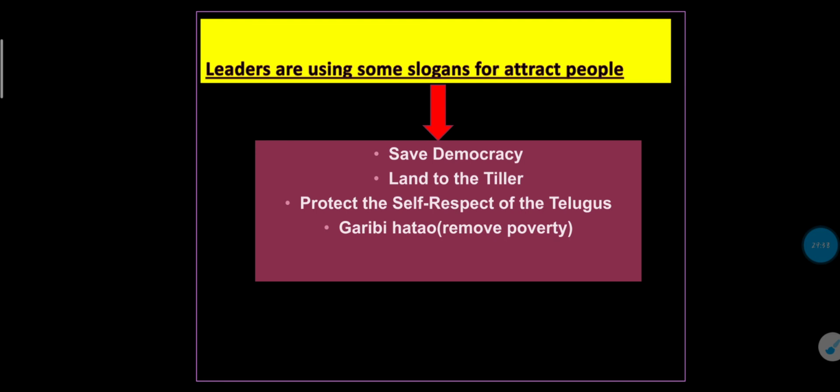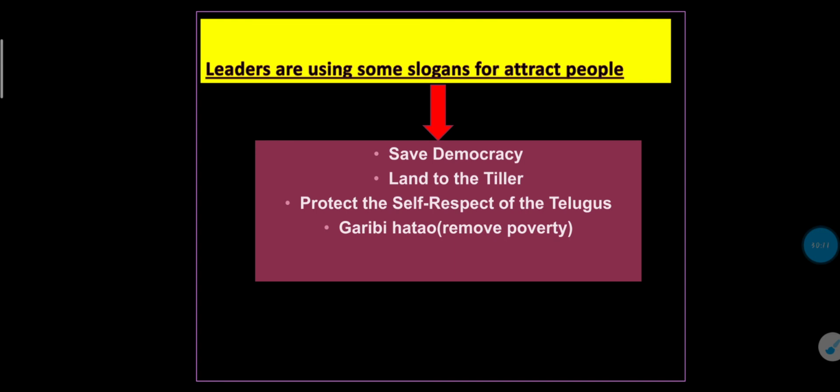So these are some of the slogans used by many political party leaders to attract people. This is an actual fact: political leaders or candidates take up big issues or emotions that are very much connected with the people, and they use these as slogans, so that people connect with their situation and their slogans, and give their vote to the political candidates.